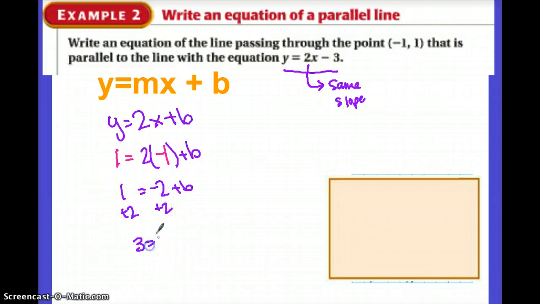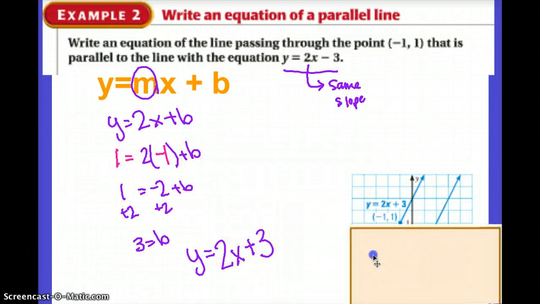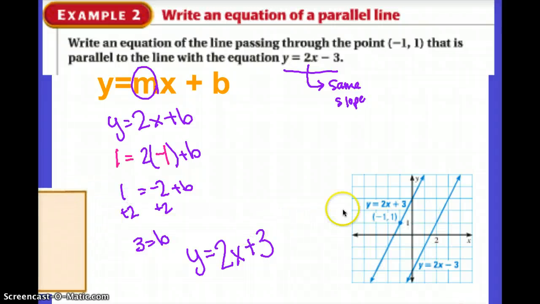So 3 equals b. y equals 2x plus my b value, my y-intercept of 3, is my slope, because it has to be parallel. So if we take off this picture over here, we can see parallel, they have the same slope, and our new line goes through (-1, 1), and it has a y-intercept of 3. So we got the right answer.